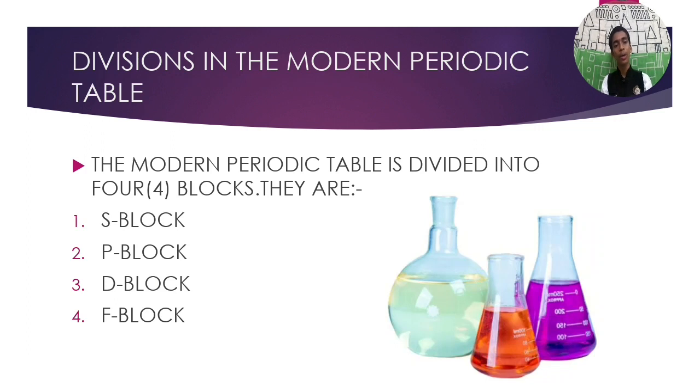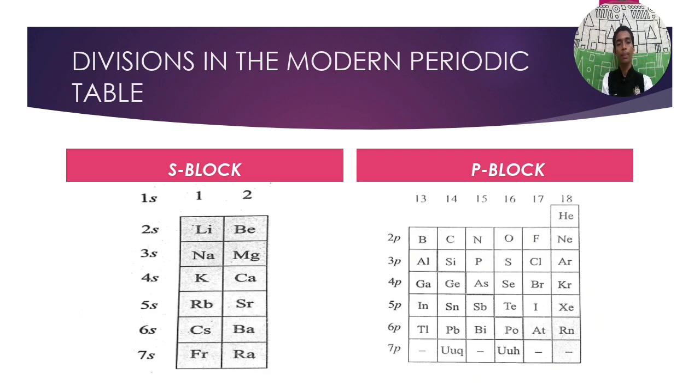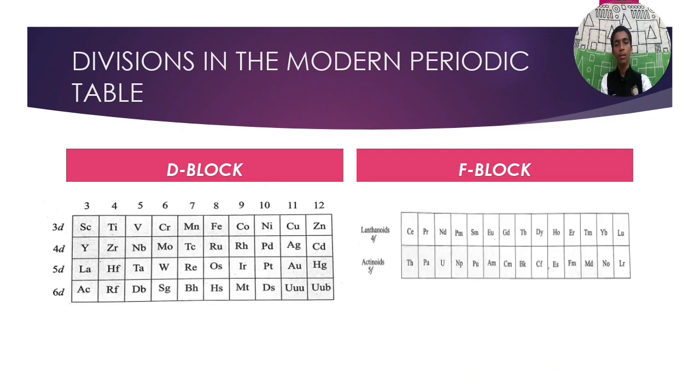Divisions in the modern periodic table. The modern periodic table is divided into 4 blocks. They are S block, P block, D block and F block.